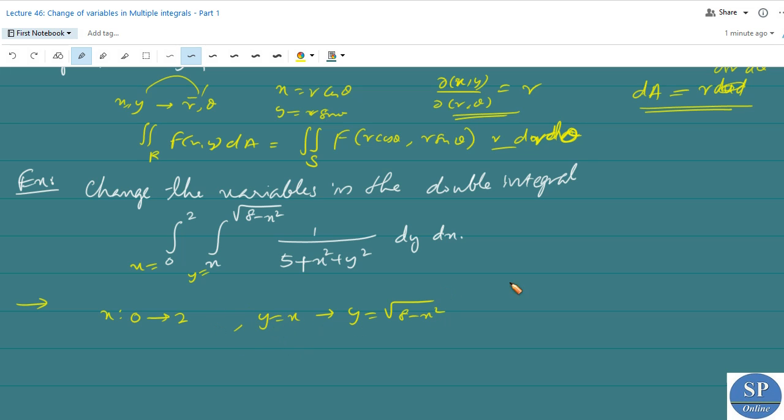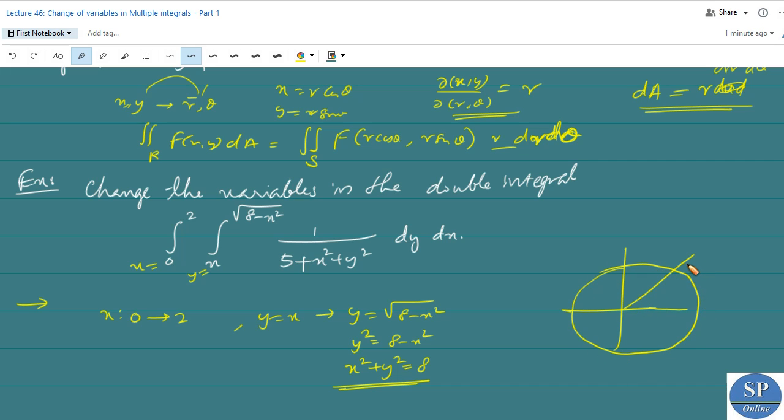y equal to x is nothing but the line like this. And y equal to square root of 8 minus x square means y square is equal to 8 minus x square, that is x square plus y square is equal to 8, which is a circle with center at origin and radius square root of 8. So that circle will be like this, and this is the line y equal to x.